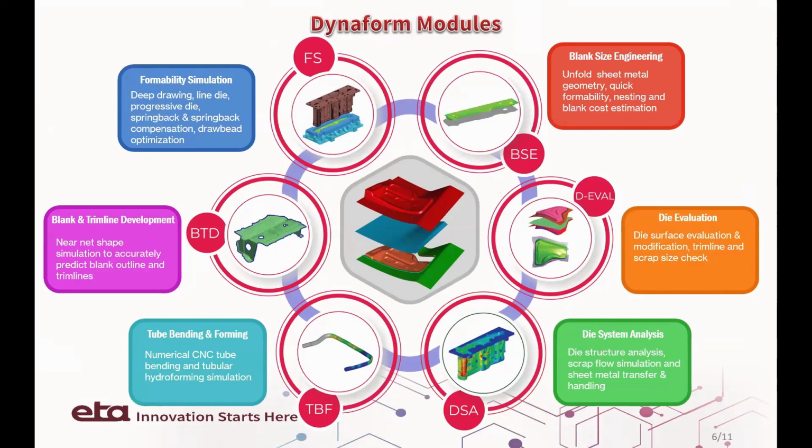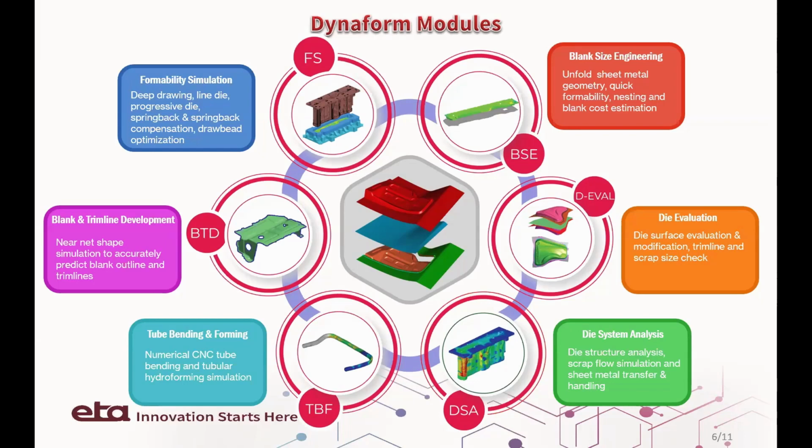Blank size engineering, BSE, is used to quickly perform blank material cost estimation, as well as improving blank material utilization rate. Formability simulation, FS, is aimed for deep drawing, progressive and line die stamping simulation. It helps to improve tool making cycle time by solving stamping defects prior to constructing the actual tools.